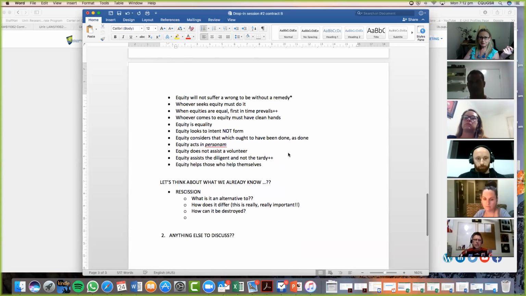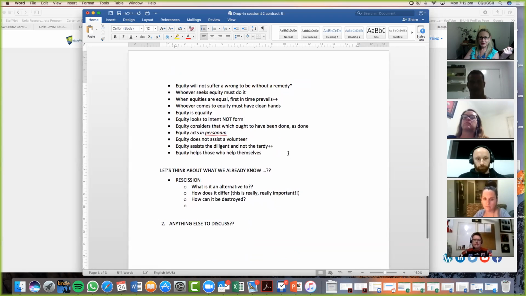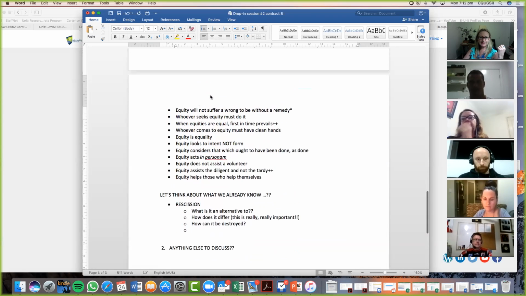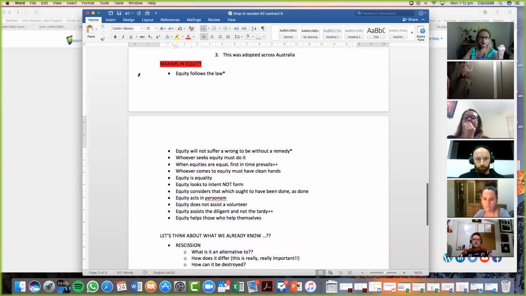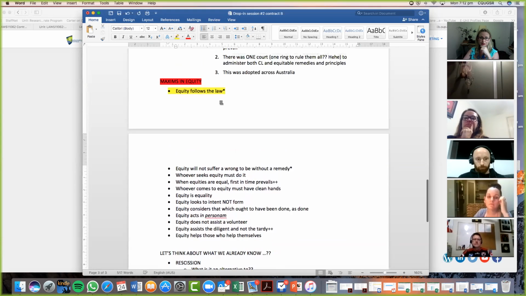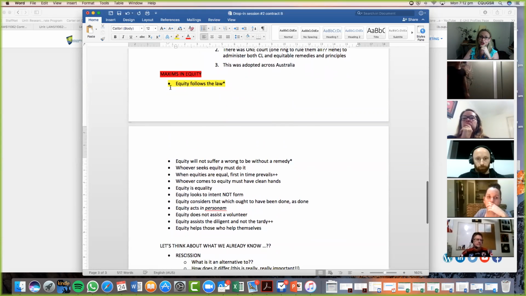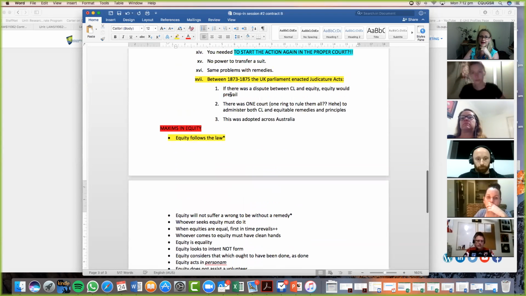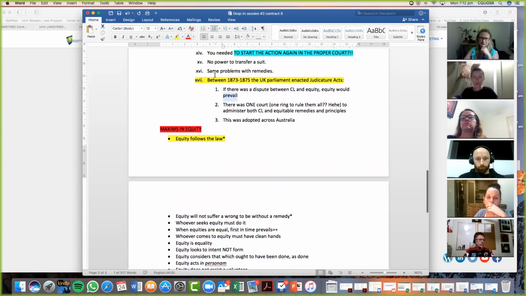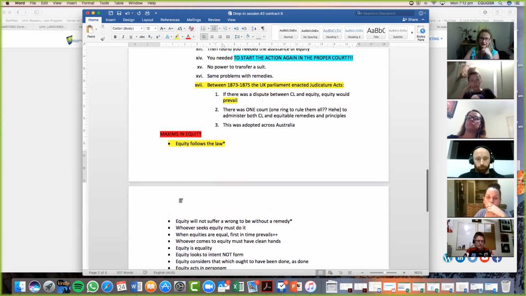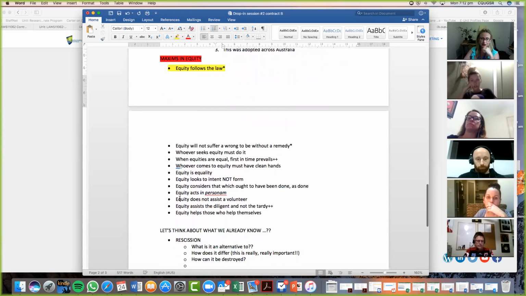So that's that. There's your equitable maxims. So equity generally does follow the law, and that is particularly the case with common mistake. But if there is an unjust result, then equity can prevail. So it seems a bit hard to get your head around, but yeah, that's generally the case.